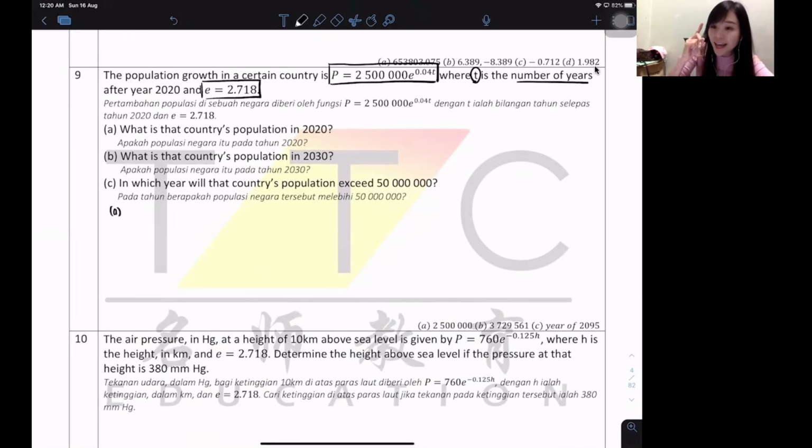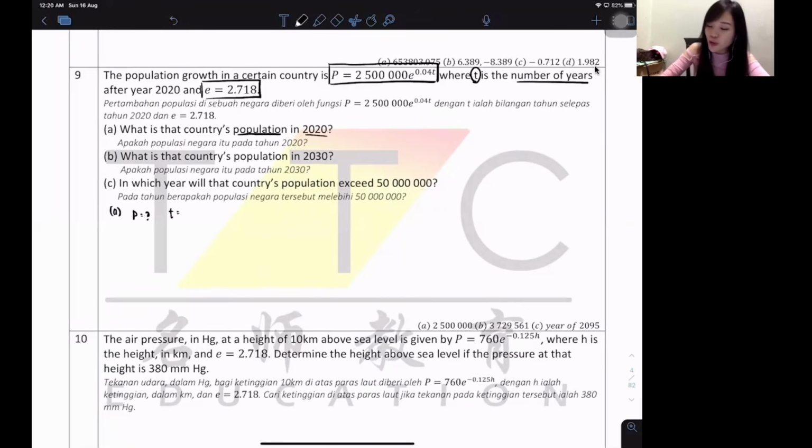A. This one is very easy because they already give you the equation. Just use the equation, okay? A. What is the country population? May I know, what unknown will they find now? P. They ask for population. Obviously, they ask for P, correct? So they ask for P in the year 2020. They try to give you the time now, correct? What is my time? Is my T 2020?